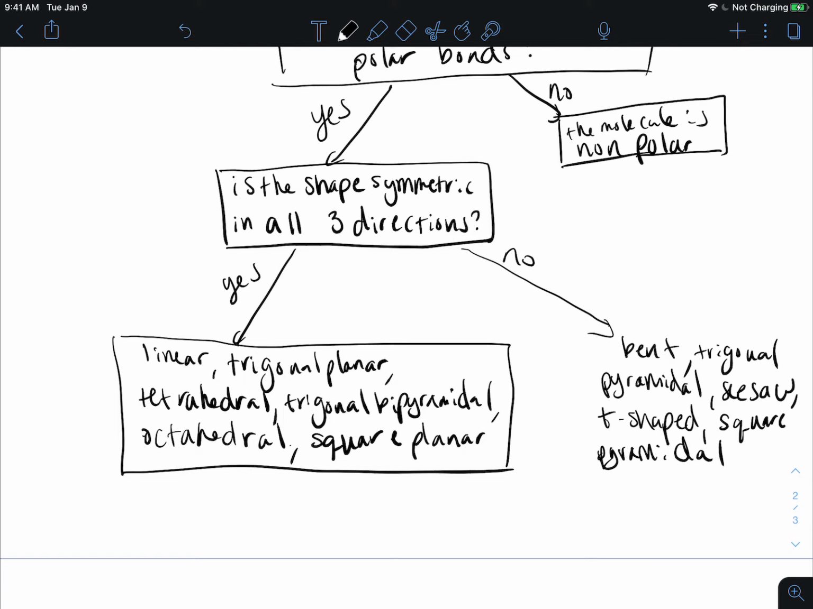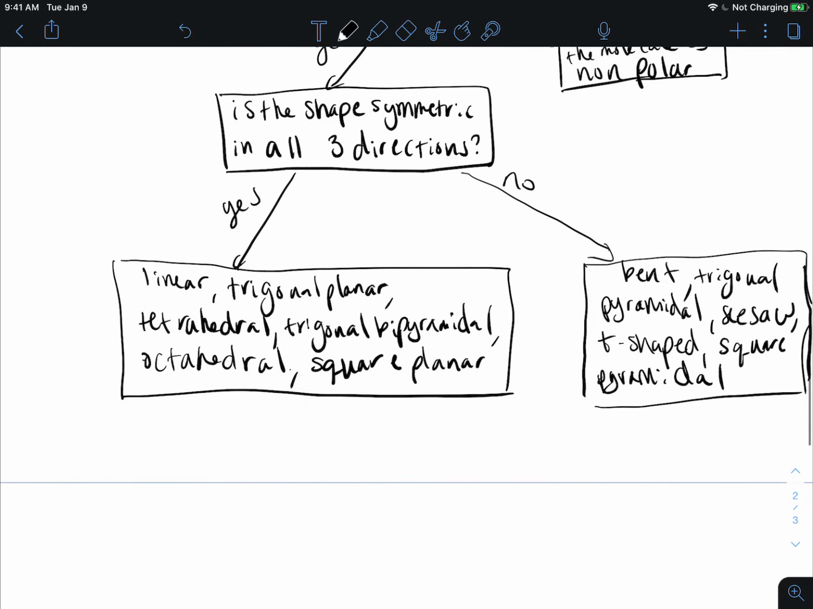Molecular geometry. These are all molecular geometries that have lone pairs around their central atom. There are a few in here that always have lone pairs as well, but are still symmetric, like square planar. Square planar has two lone pairs around the central atom, but they're 180 degrees from each other, so we still have a symmetric shape.